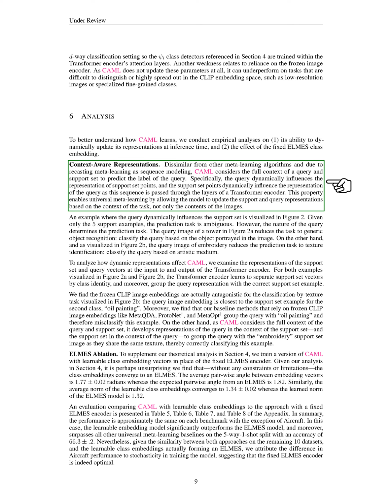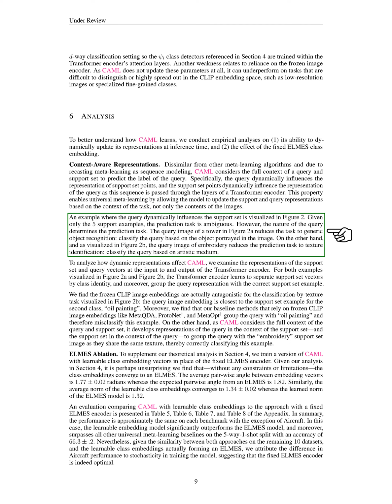Specifically, the query dynamically influences the representation of support set points, and vice versa, as this sequence is passed through the layers of a transformer encoder. This property allows the model to update the support and query representations based on the task's context, not just the image's contents. An example of this is visualized in the figure on analysis sample tasks.